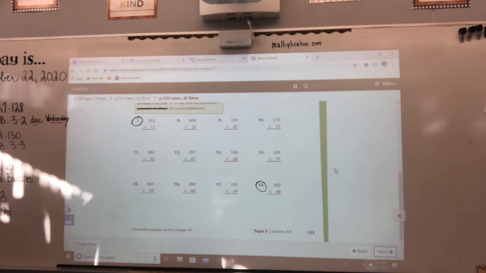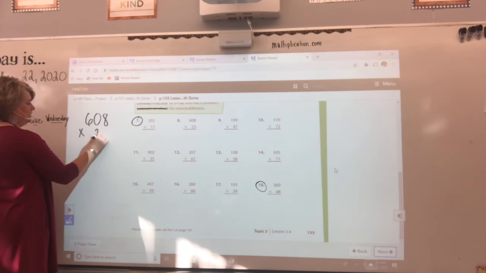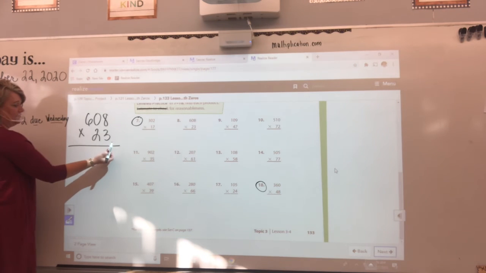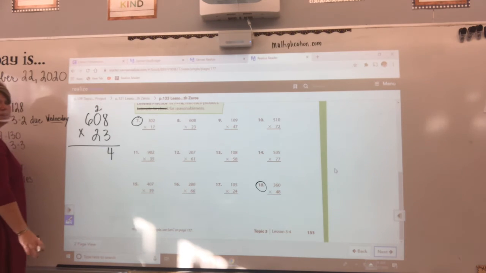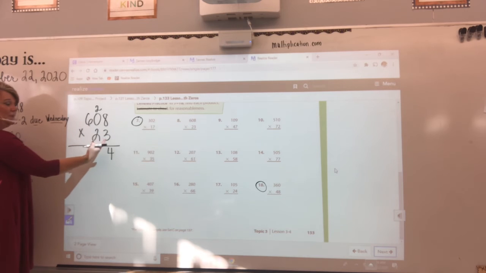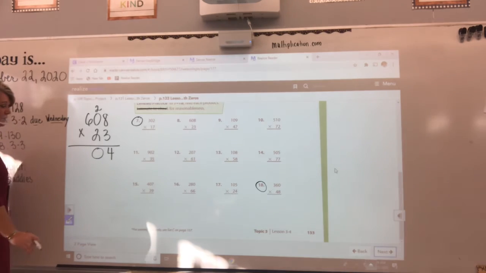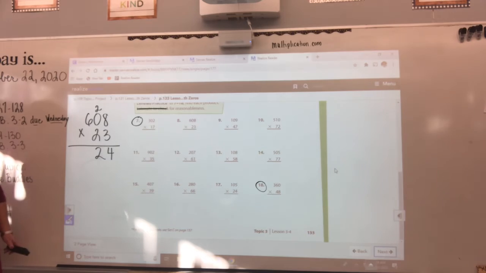Number 8. Number 8, 608 times 23. There's that 0 in the middle of that problem, so it's going to be just like what we did. Okay, let's hear from the girls. Let's see if the girls know 3 times 8. What's 3 times 8, girls? 24. Carry a 2. Now here's that same exact issue. Yes, 3 times 0 is 0, but do I write a 0 here? No. What do I do? I have to add the 2 to it, don't I? So you have to put the 2 right there.